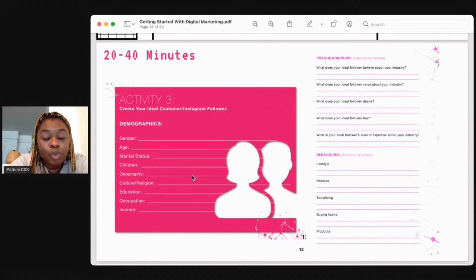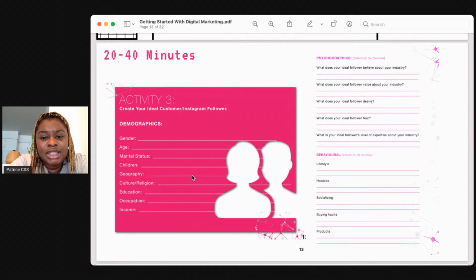All right. What education do they have? What's their occupation? What is their income? These are all the demographics. Now, the psychographics are more to do with their thought process. The demographics is more who they are, their identity, what it says in the census. The psychographics is more about how they think and how they process information.